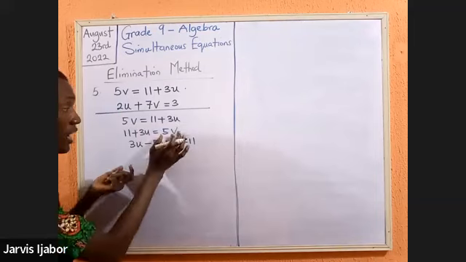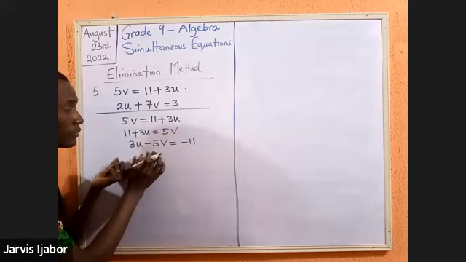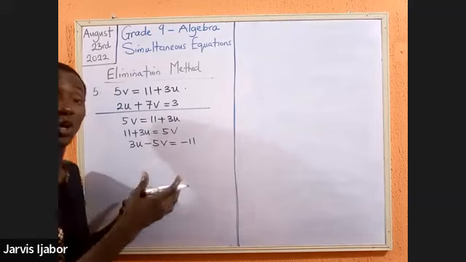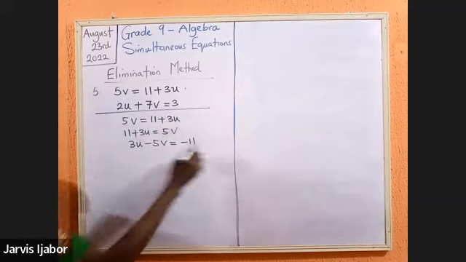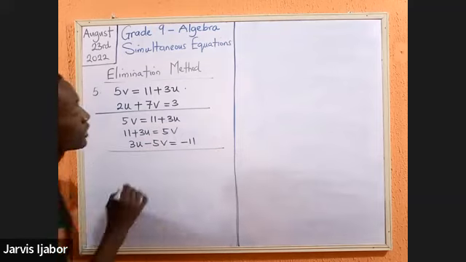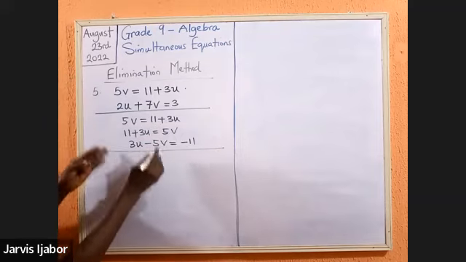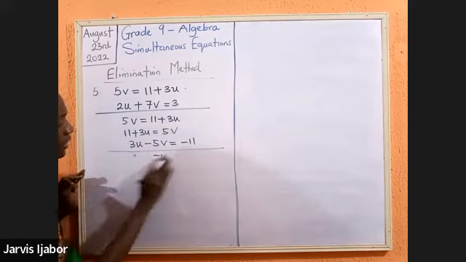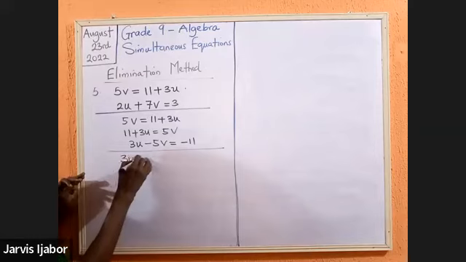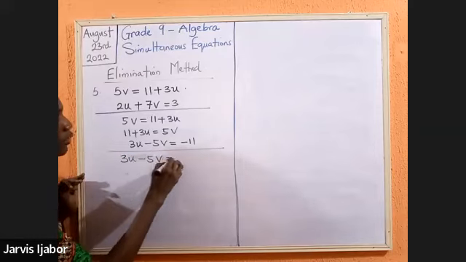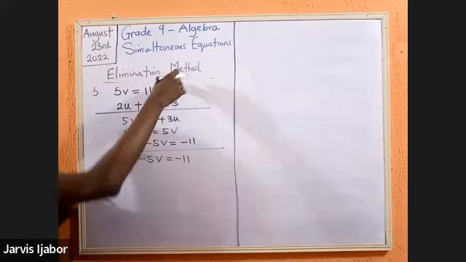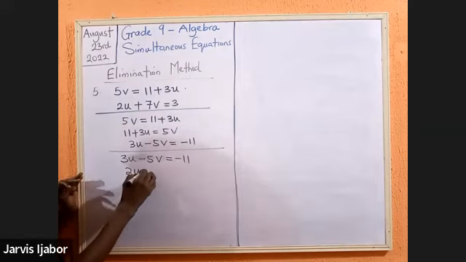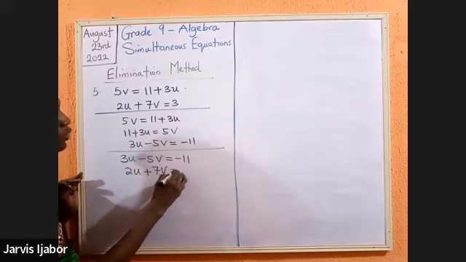I've done 2 movements now. I've taken care of this, and I've taken care of this. Essentially they were positives, so they will now become negative. So this is what I'm expecting to have. And then I will reorder the equation. So I'm going to have 3u minus 5v equal to negative 11 as my first equation now. And then 2u plus 7v equal to what?